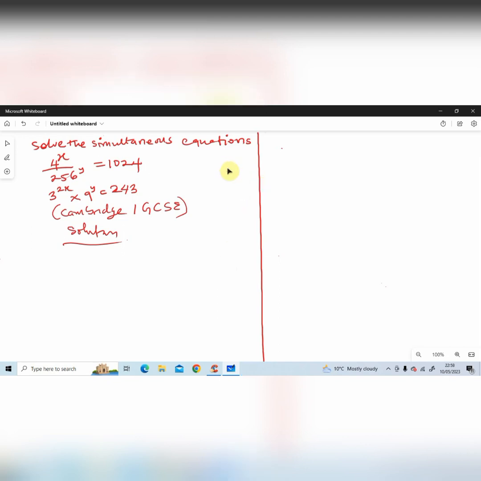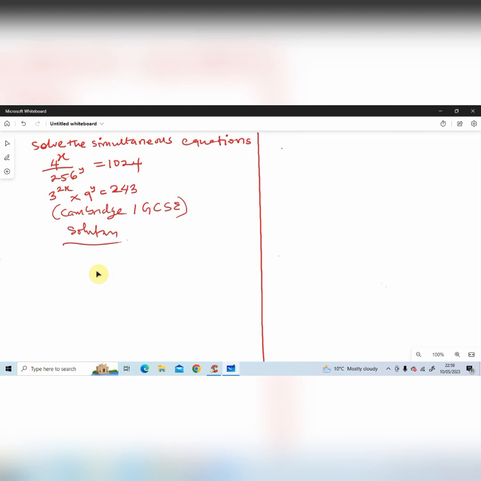Hello friends, today I'll be looking at simultaneous equations involving exponential functions. So this question says, solve the simultaneous equations 4 exponent x divided by 256 exponent y equal to 1024, and 3 exponent 2x multiplied by 9 exponent y equal to 243.